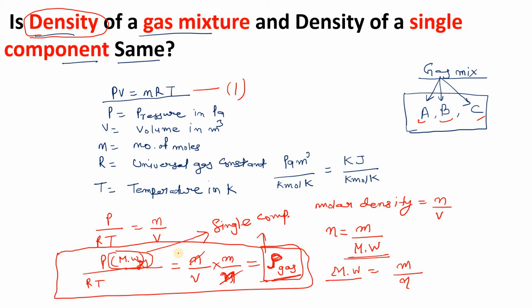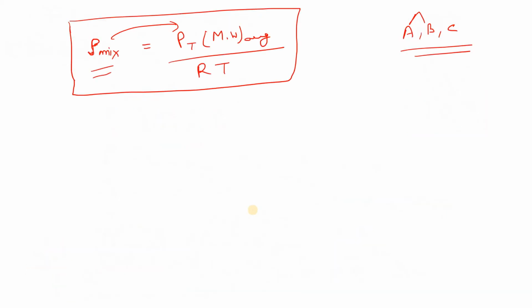I hope you got my point, what I want to say. All other parameters will be the same. This will be my P total, R and T, right? So that's how we find the density of a gas mixture and the density of a single component. So these are not the same. Sometimes I see that students write both are the same, but these are not the same. These are different by the molecular weight.